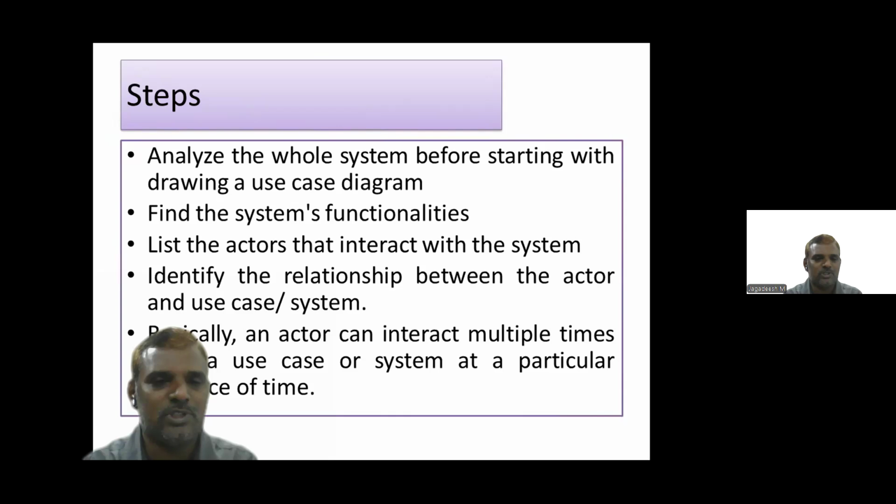Generally, suppose I'm getting a project, what are all the steps I need to follow for drawing a use case diagram? First, analyze the whole system, like before starting to construct a building, what are all the things that are required? Likewise, then find the functionalities. What are all the functionalities that I should have for my system? Then identify the actors, right? Who are all the people who are going to work with the system? Then identify the relationships. And one more most important thing is, don't think an actor can interact with only one behavior. He can interact with multiple use cases too.